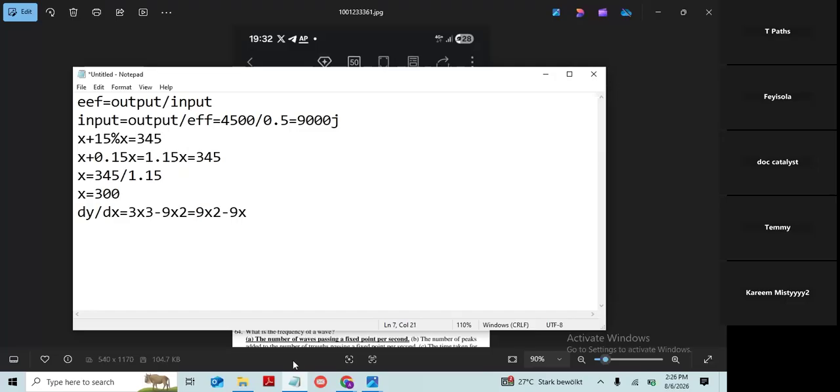I'm going to have 9x. Differentiation, I'll have d squared y over dx squared. So this is the second derivative. That's the first derivative: 9x squared minus 9x. Now the second derivative, I'm to redifferentiate 9x squared minus 9x, which will be 9 times 2, which is 18x. Then I'll have 18x minus 9.